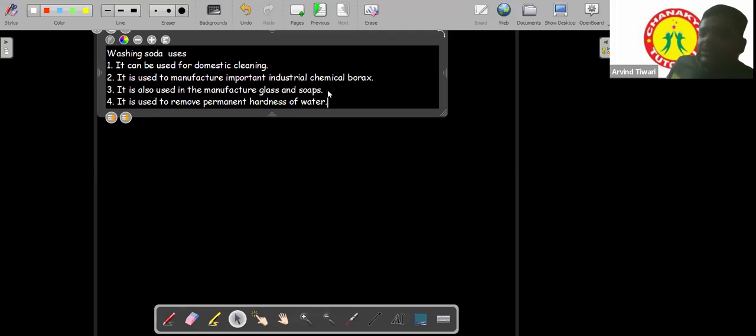For example, generally in the areas where there are a number of industries or chemical industries, the water over there, which we obtain from underground, is very hard. That means it contains a number of dissolved salts in it, which make it unfit for use. It is not drinkable. You can't drink that. So it is used to remove permanent hardness of water. It is also used in the manufacture of glass and soap.